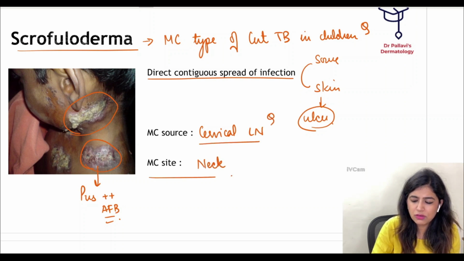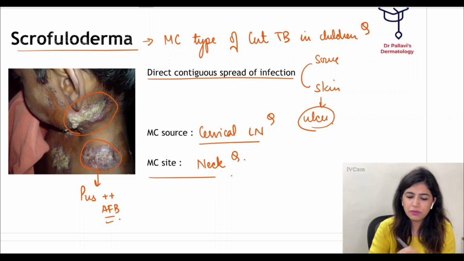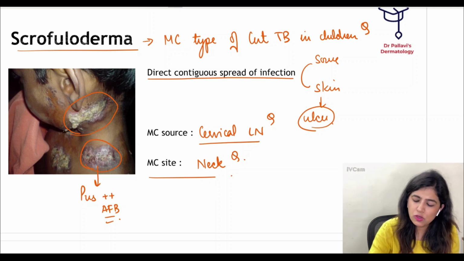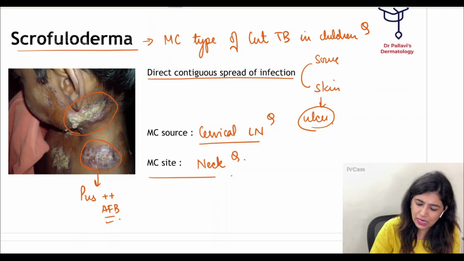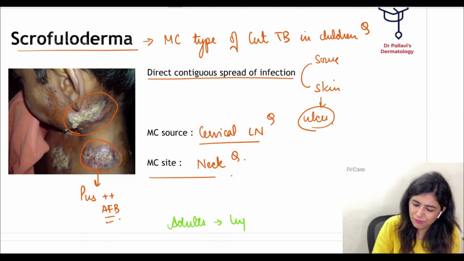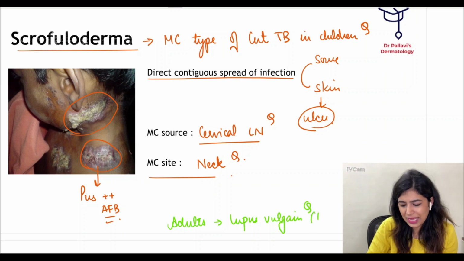So these are further two questions that come from Scrofuloderma. Which is the most common type of cutaneous TB in adults? In adults, it is lupus vulgaris. Okay, in children, Scrofuloderma. In adults, lupus vulgaris.